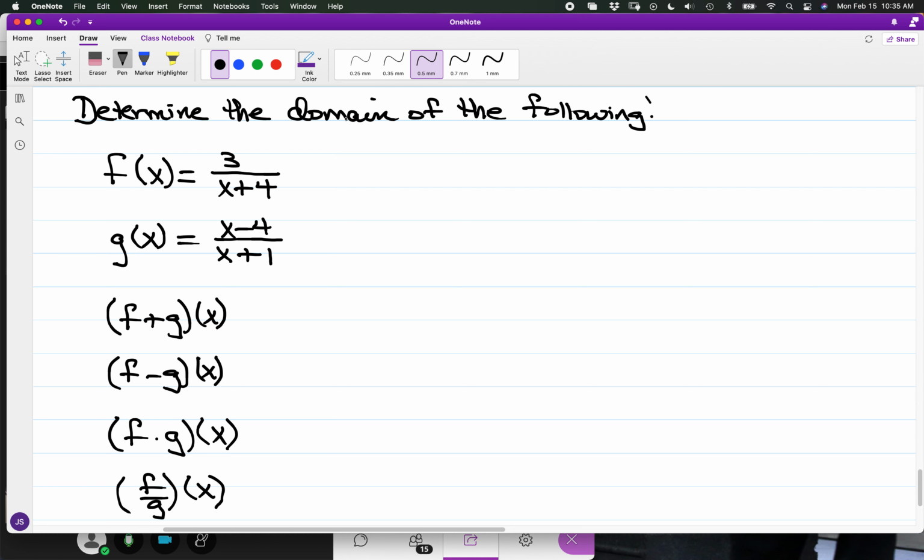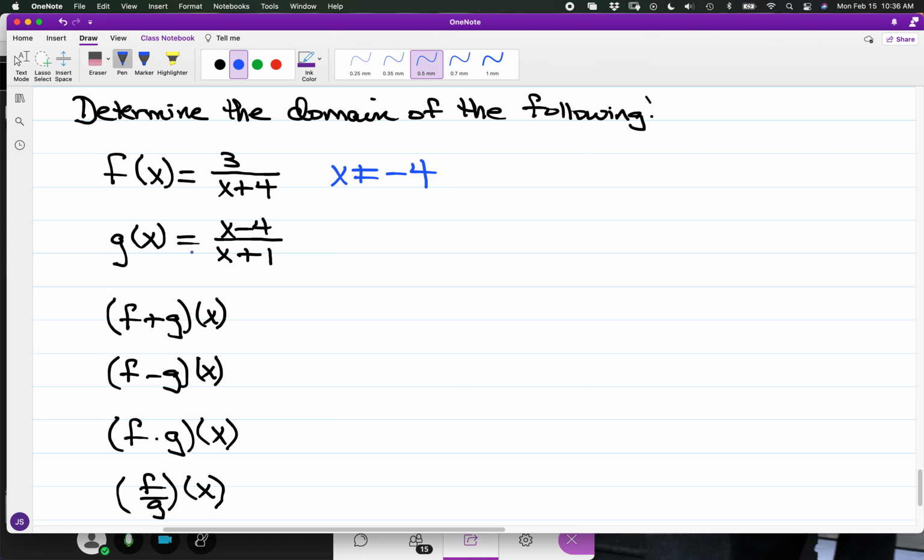So I'm just looking for the domain. In terms of the sum, difference, product, and quotient functions, especially for the sum, difference, and product, don't worry about adding, subtracting, or multiplying these rational expressions together. Now, if you notice for f of x, we do have a restriction, since f of x is a fraction and we want to avoid having a zero denominator. So x plus 4 cannot be 0, and with this restriction, x cannot be negative 4.